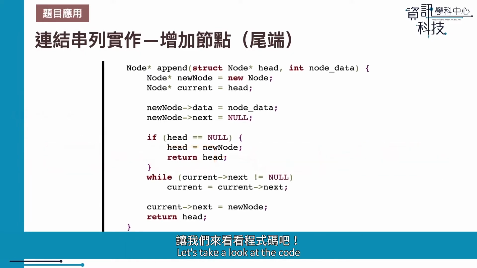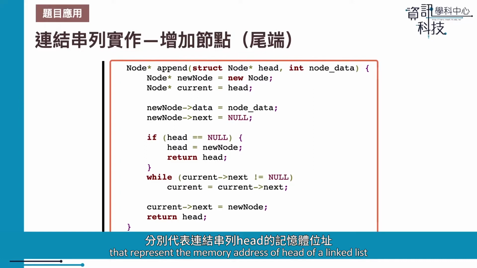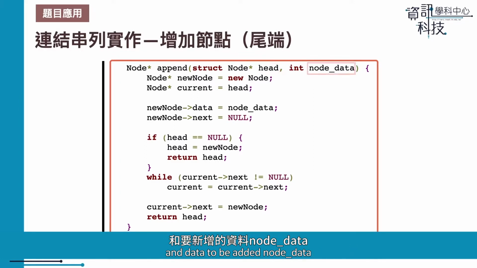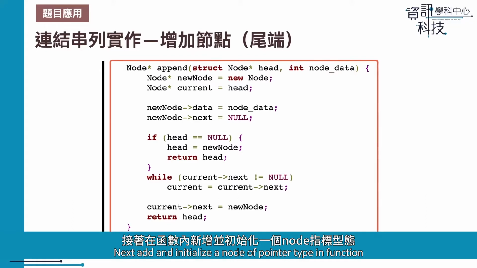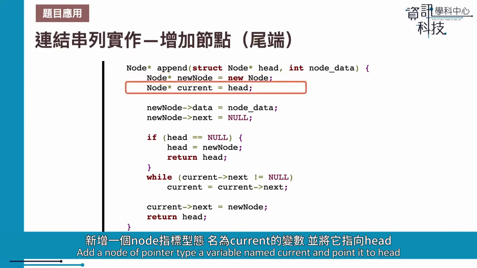Let's take a look at the code. First, define your own append function, which has two parameters that represent the memory address of the head of a linked list and the data to be added, node data. Next, add and initialize a node pointer type variable named new node in the function. Add a node pointer type variable named current, and point it to head.